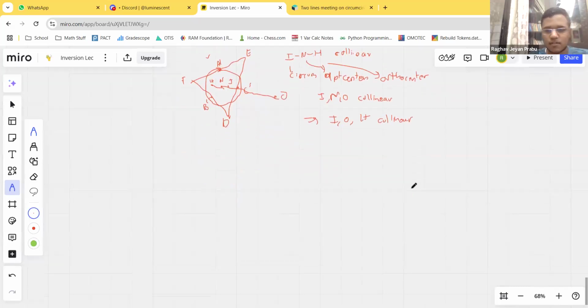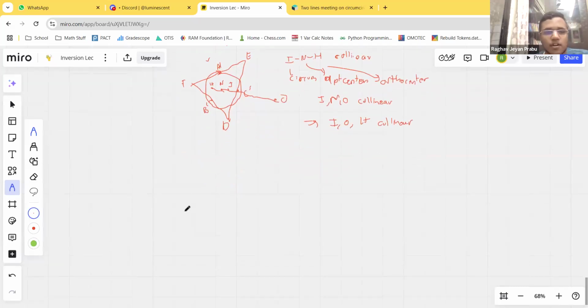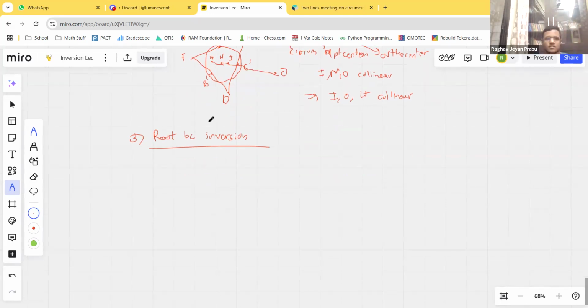So let's look at one more inversion before we go to a contest problem. This is a very interesting inversion. We call it the root BC inversion. And this is one of my favorites because in this, lots of points map to lots of nice points. Okay, I'll just show it to you.